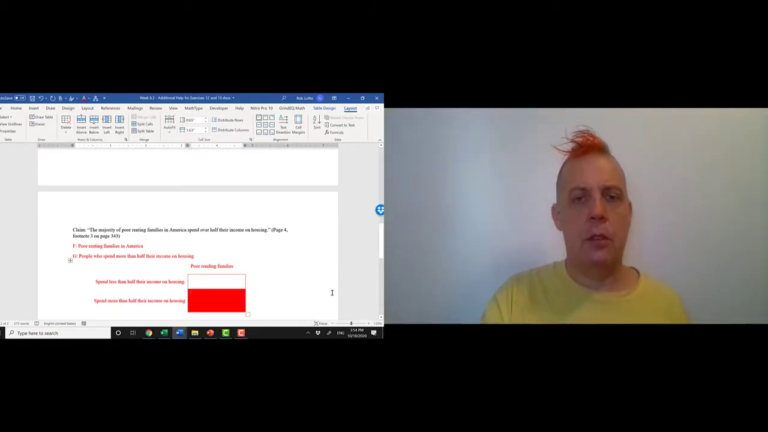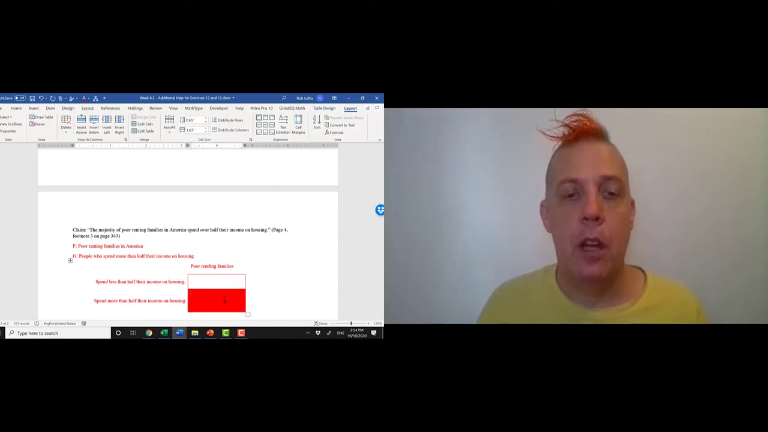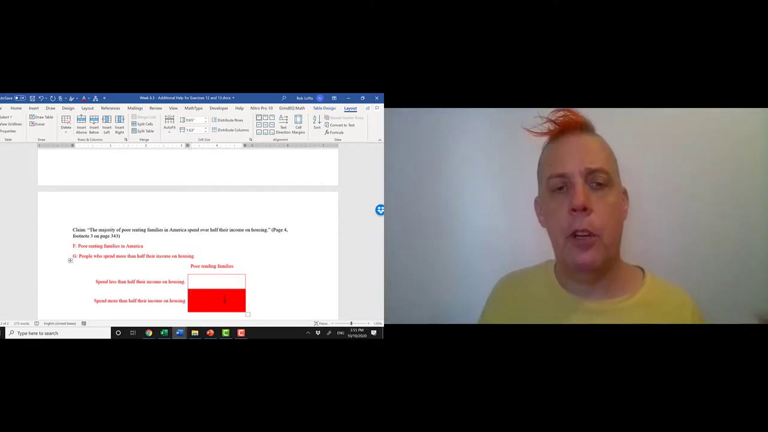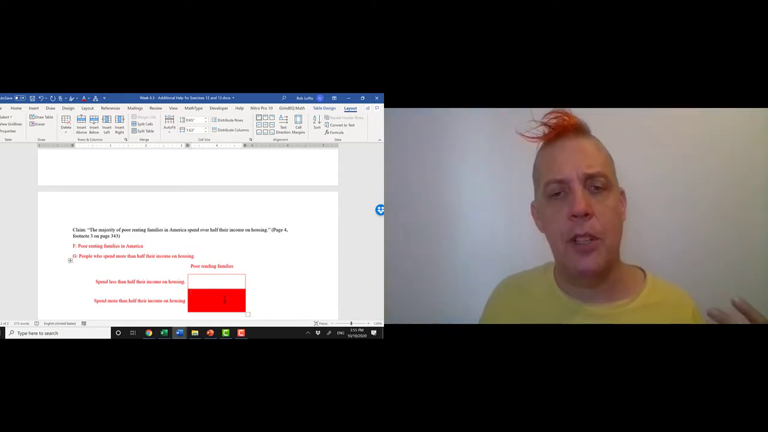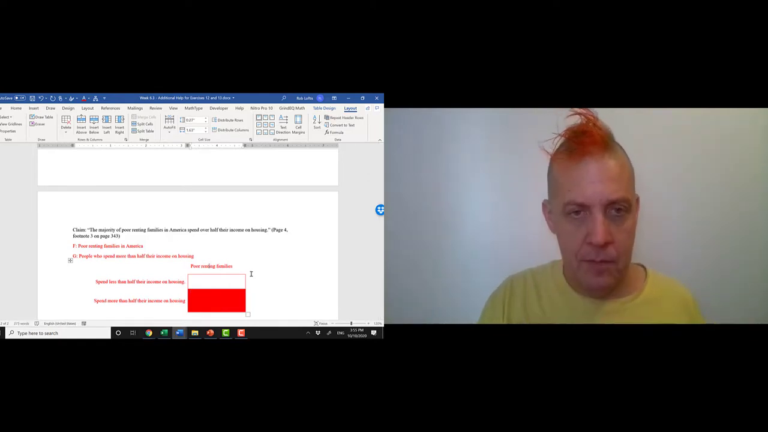There we go. So we see you've got this bar here, and it just shows that more than half of the bar is people who spend more than half of their income on housing. So we've got two variables here, but we're only concerned with one of them, poor renting families, and we're not concerned with the contrast class, families that aren't poor and don't rent. Poor renting families, not poor renting families. Okay.